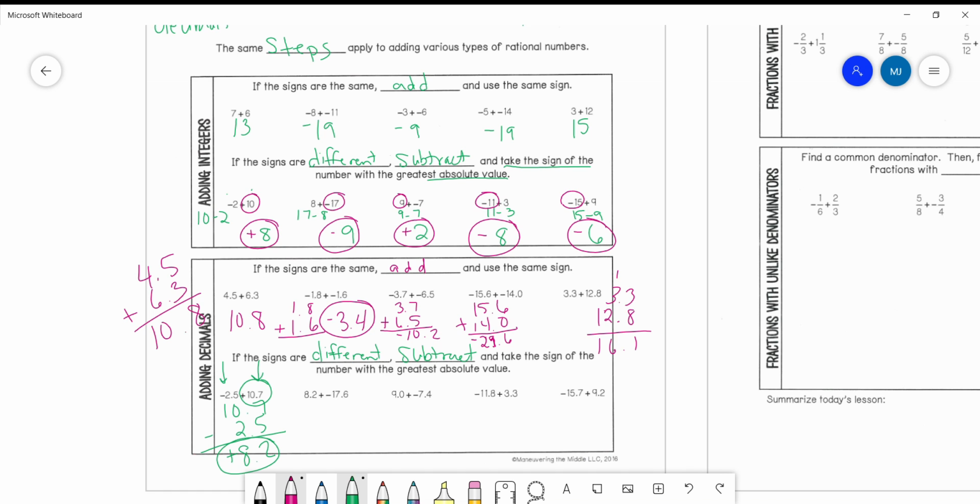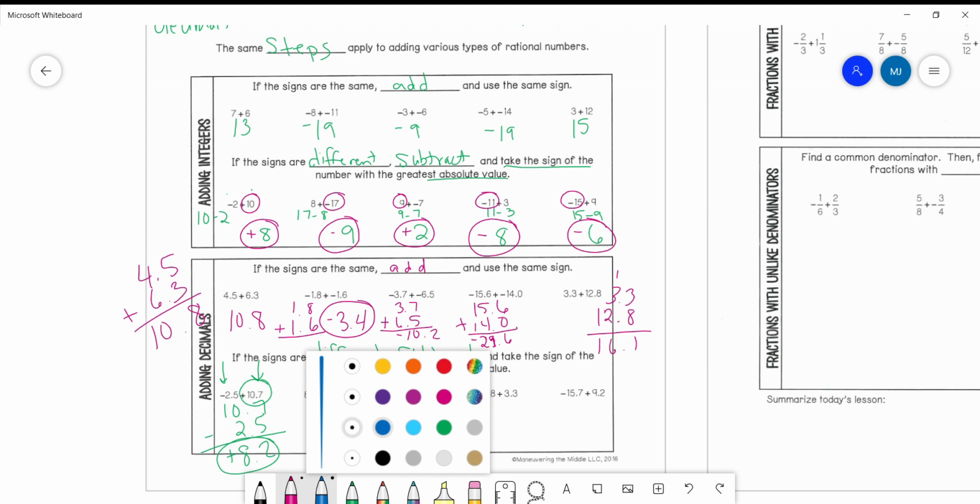Final answer. The next one, we have a positive 8.2 plus a negative 17.6. I'm going to switch my pens a little bit here.